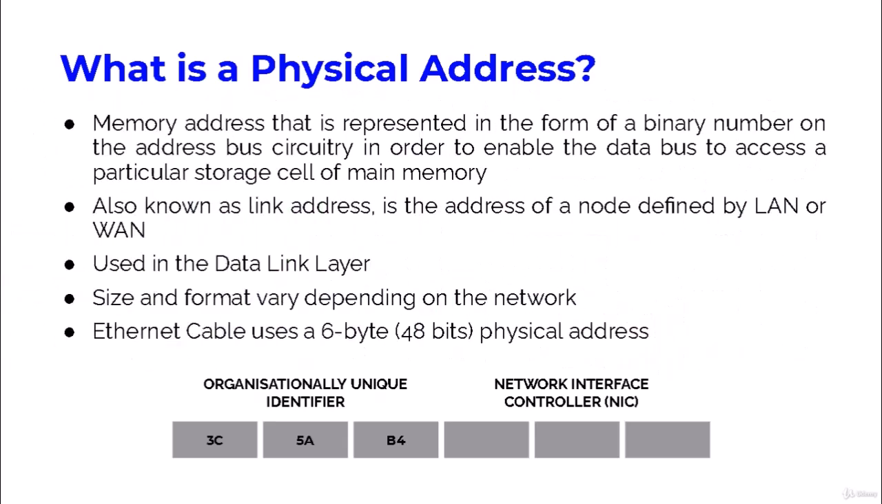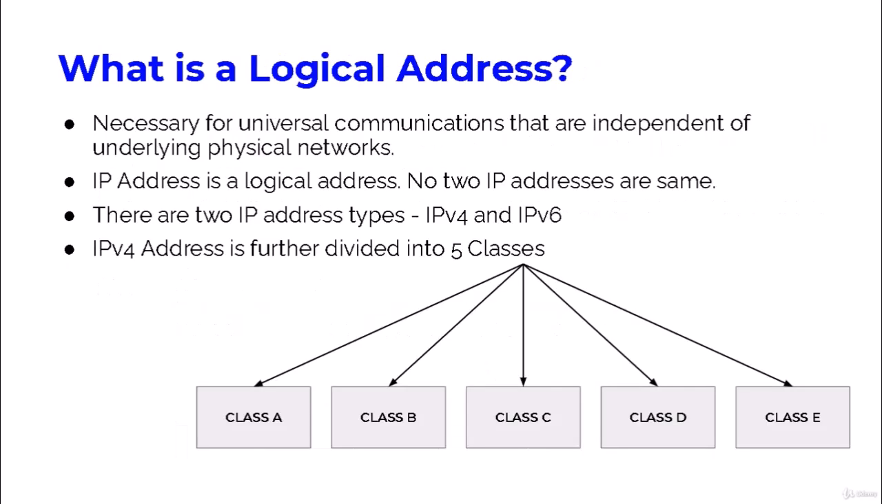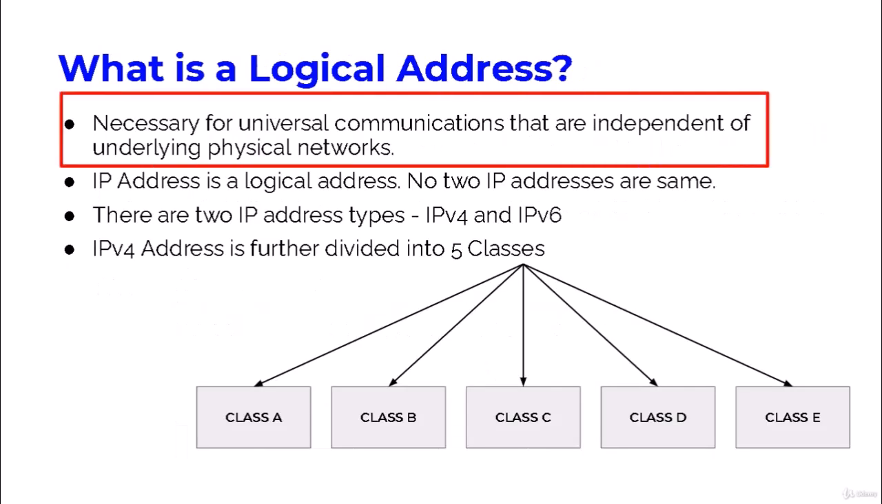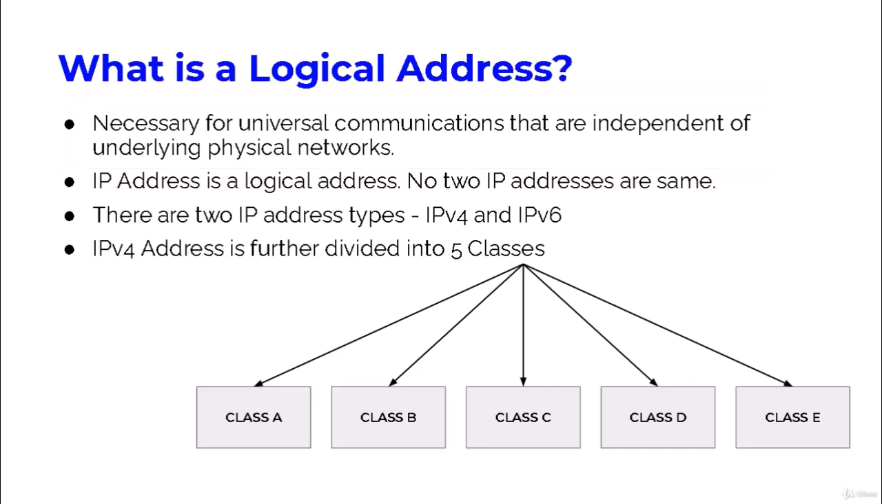So let us move on to the next address, which is the logical address. What are logical addresses? Logical addresses are necessary for universal communications that are independent of underlying physical networks. Physical addresses are not adequate in an internetwork environment where different networks can have different address formats. A universal addressing system is needed in which each host can be identified uniquely regardless of the underlying physical network. The logical addresses are designed for this purpose only.